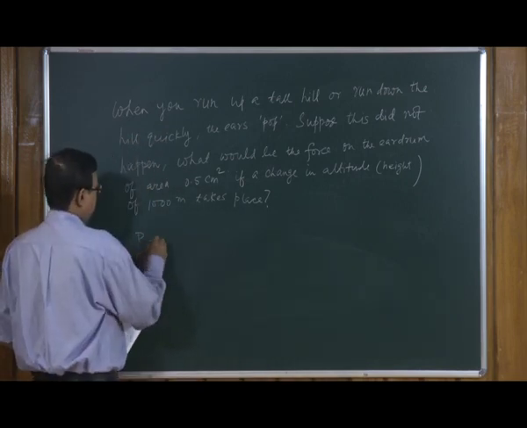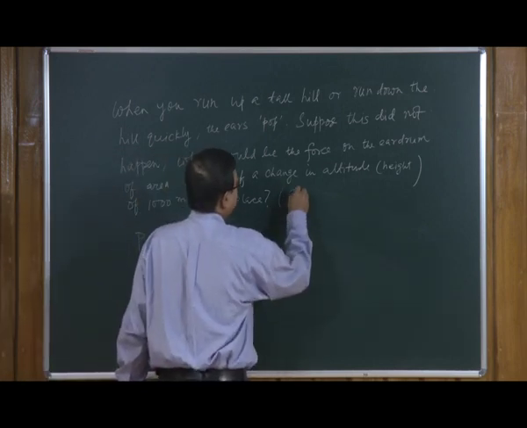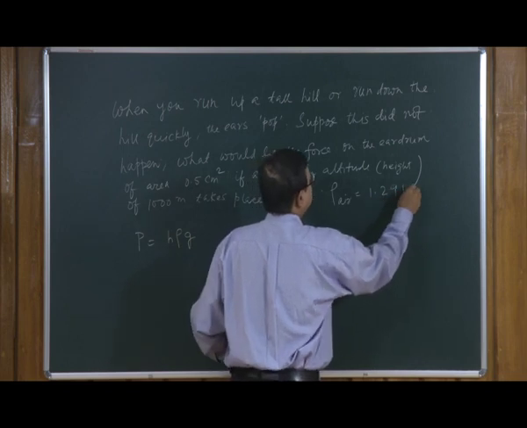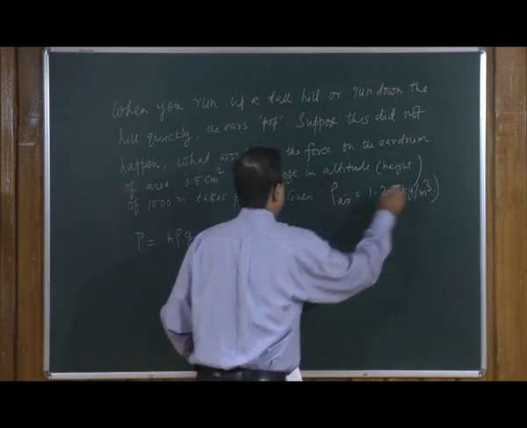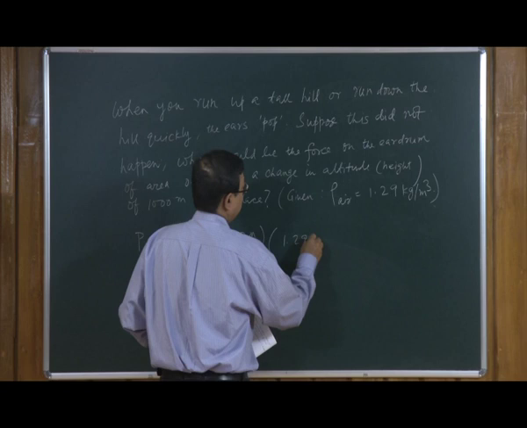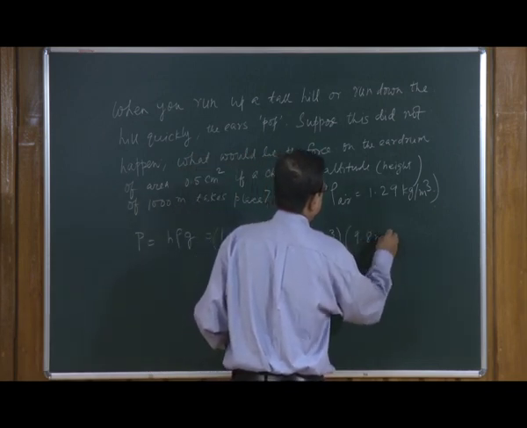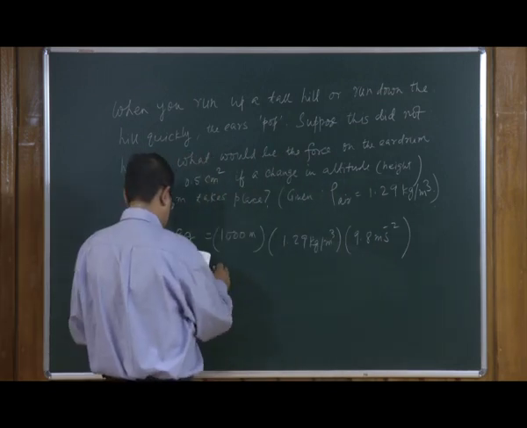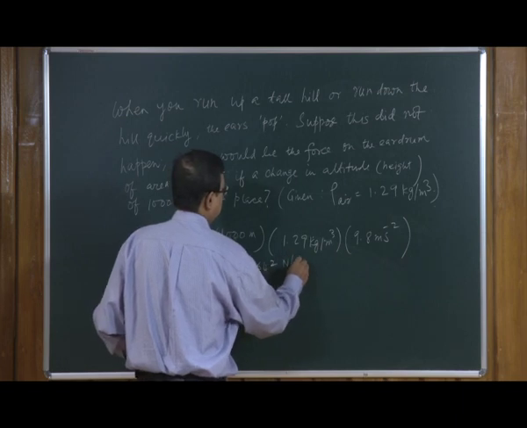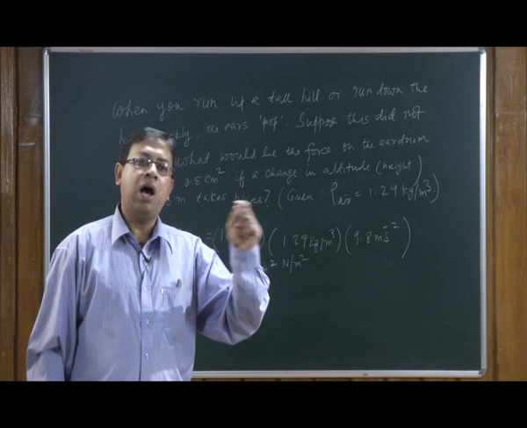So, again, the pressure P is equal to h rho g. Now, it has to be given that the rho of air, that is the density of air, is 1.29 kg per meter cube. So, 1,000 meter multiplied by 1.29 kg per meter cube multiplied by 9.8 meters per second square, and when you calculate it, it comes out to be 12642 Newton per meter square. So, this is the pressure that is developed between the inner part and the outer part of the eardrum.